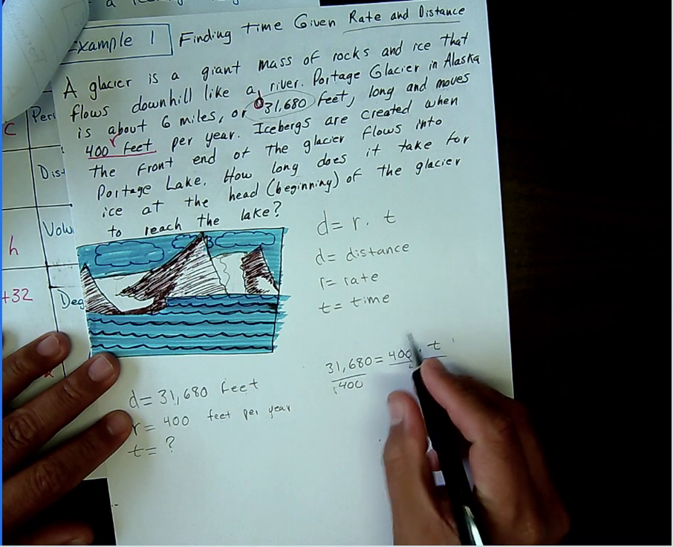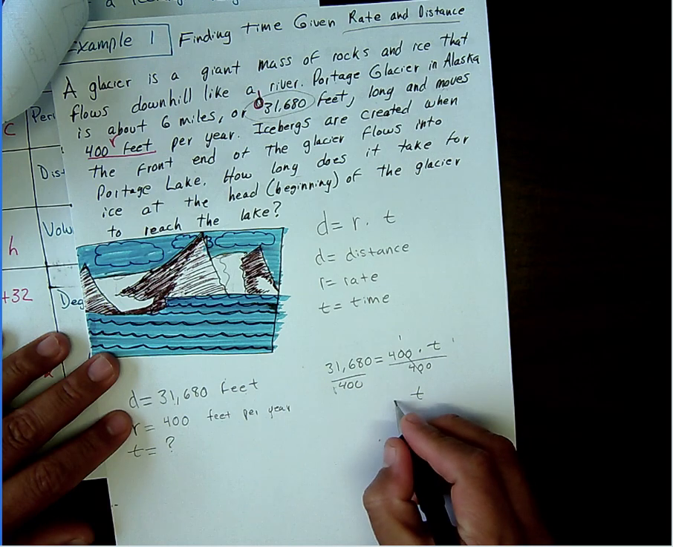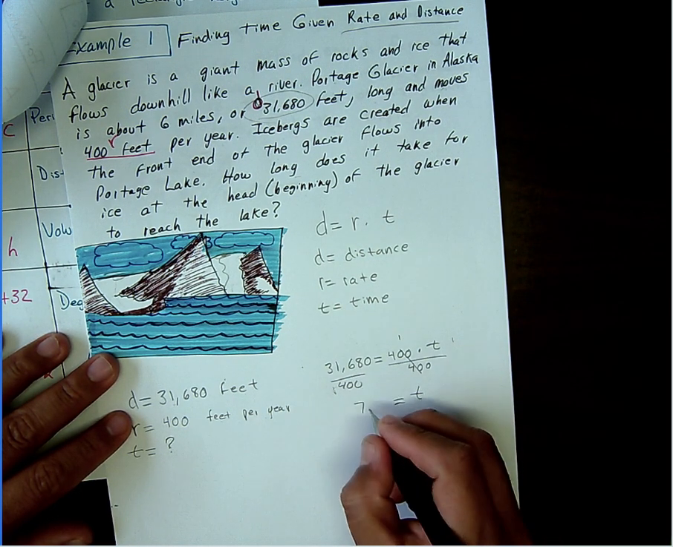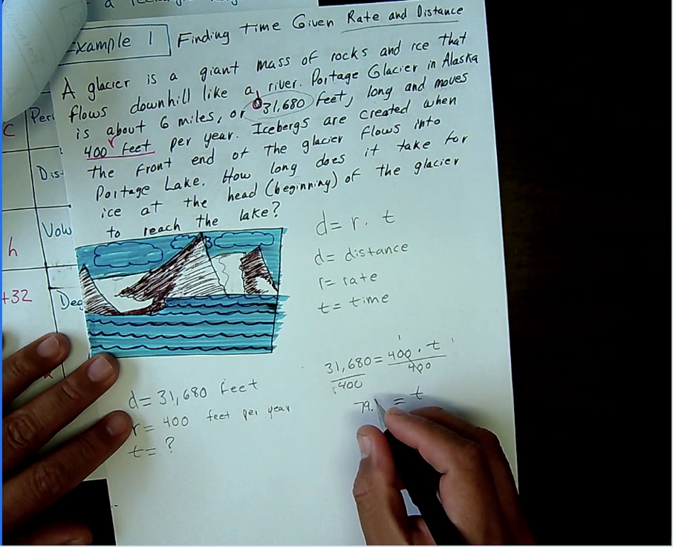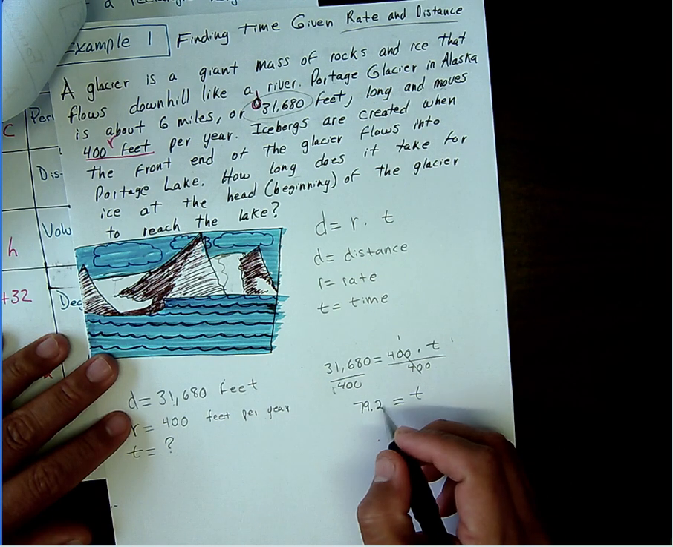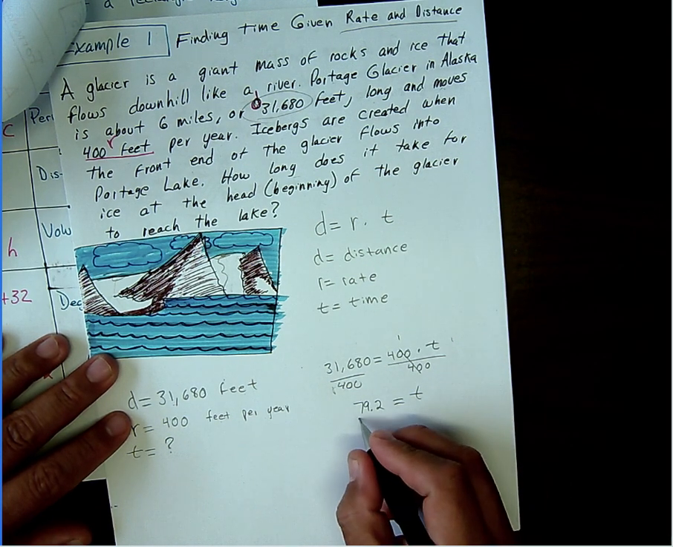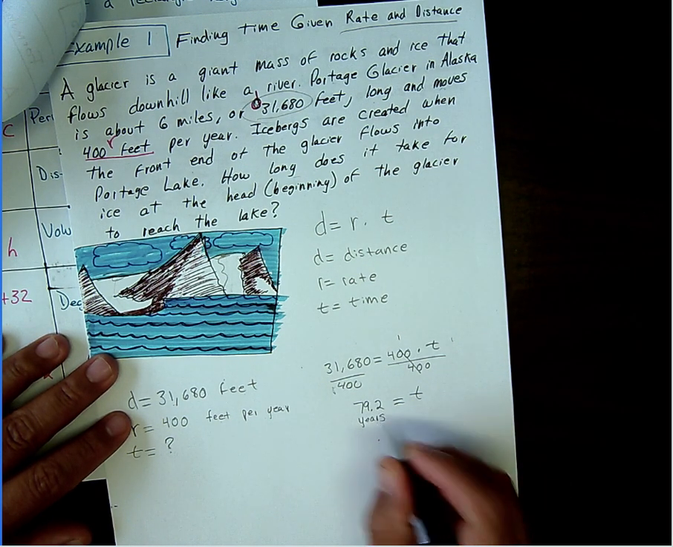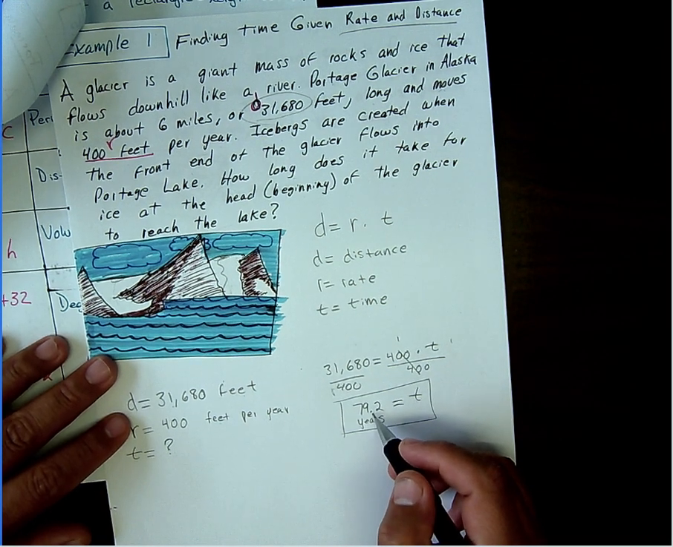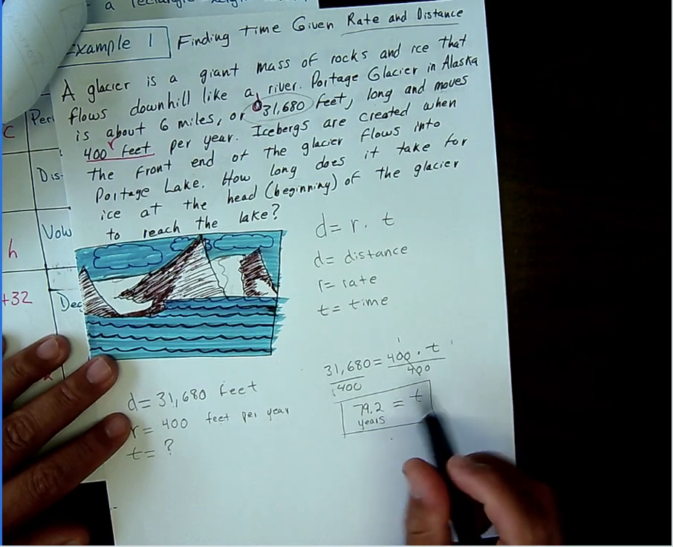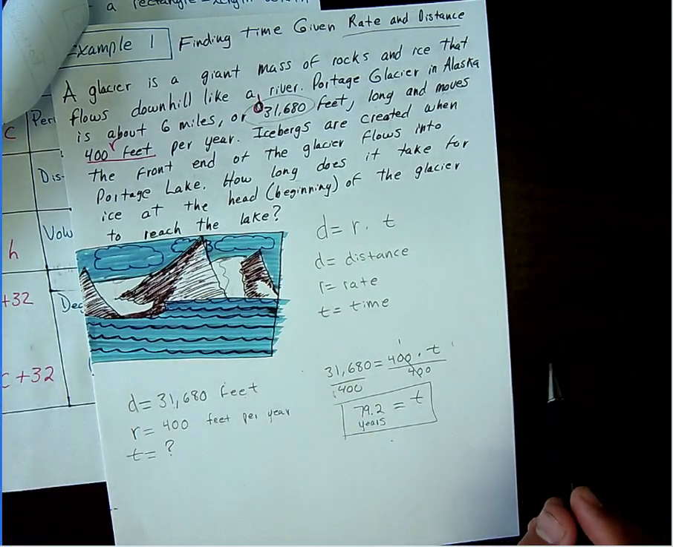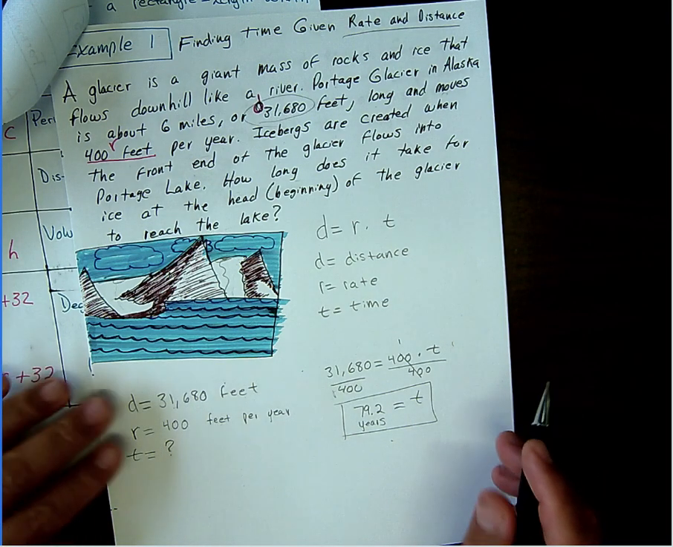So t would equal 79. When you divide this, 79.2 years. This would be years. So that would be the answer. It would take 79 years, a little bit more, for the ice to reach the lake. That's a long time. All right. So that would be example 1.